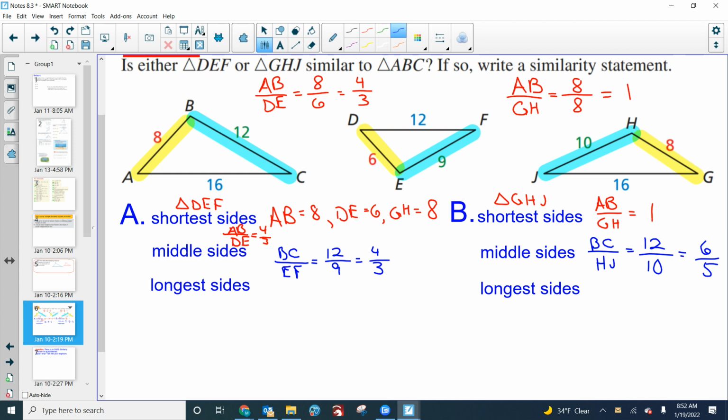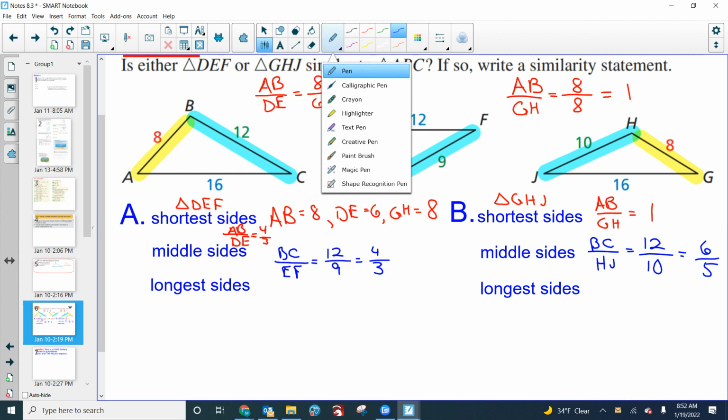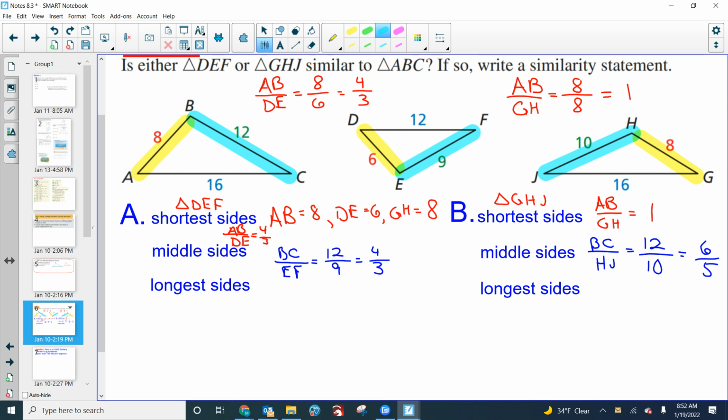So let's finish this one off and see if it satisfies SSS. The third pair of sides have to be the same proportion. So if this is going to work out, what does the longest sides' ratio have to be? 4/3. Let's see. AC goes with what in the middle triangle here? Yeah, good. 12. So AC over DF is 16 to 12, which reduces into 4/3.